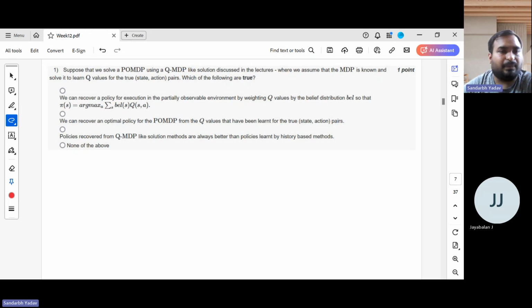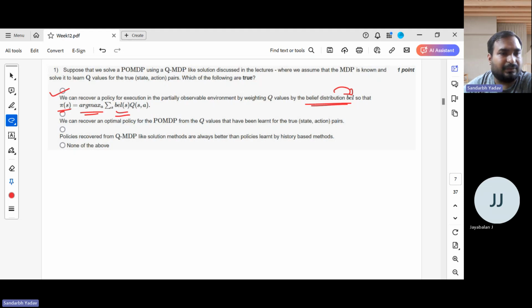We can recover a policy for execution in the partially observable environment by weighing Q values by the belief distribution. It is denoted by this notation bel, so that pi(s) is equal to argmax over a of the summation over states, weighted by the belief of the state. That is, what is the belief that we are in a state, and correspondingly the Q value for that state and action. We take the argmax over actions, and whichever action has the highest value, we take that action. This will be our policy. So this is the correct option, right?